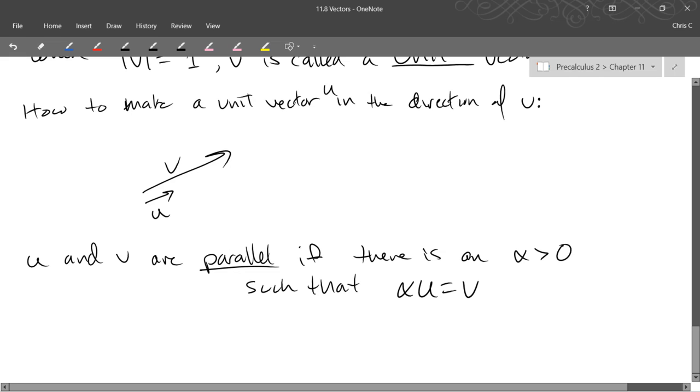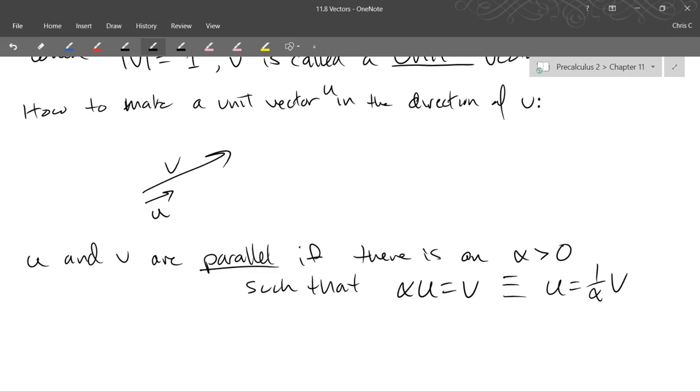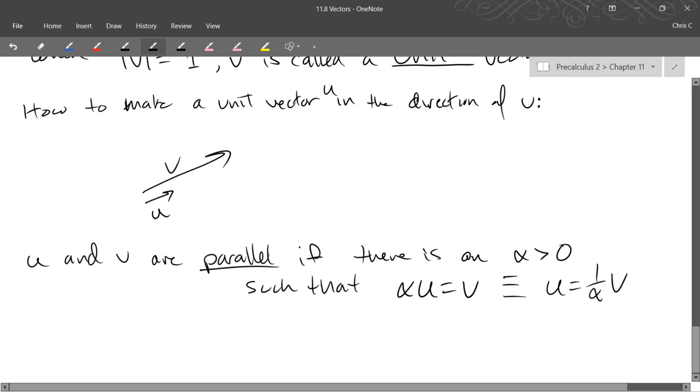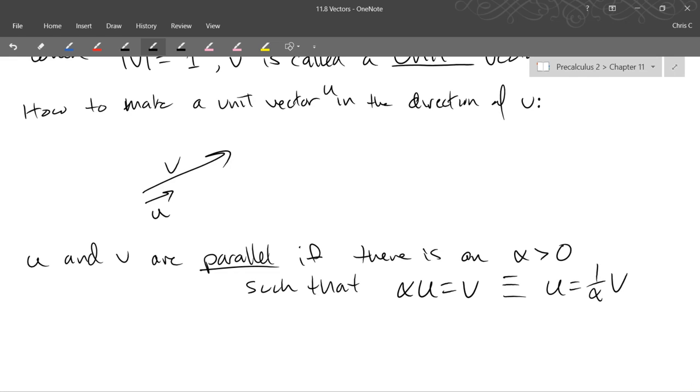So this is what it means to be parallel. The two vectors are multiples, positive multiples of the other. So why did I put alpha on the U side? Why did I put alpha on the V side? Well, here I put the scalar on the V side. What's the only time that multiplying by 1 over alpha is not going to work? When alpha is 0. So as long as alpha is not 0, I can put the scalar multiple on either side, just write it as a reciprocal.